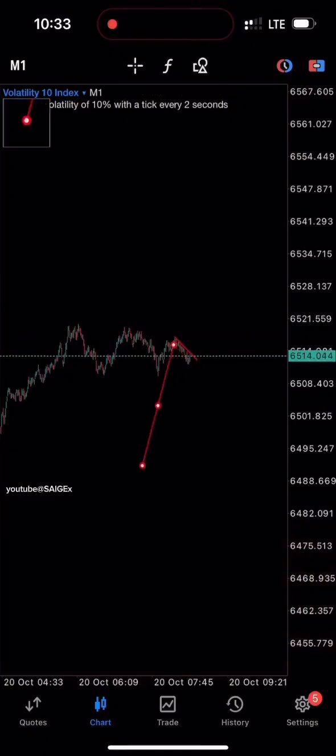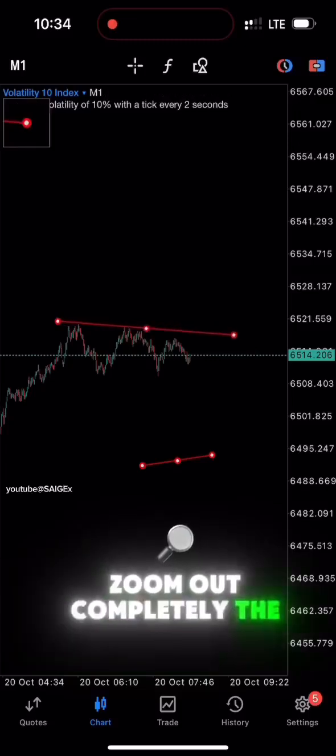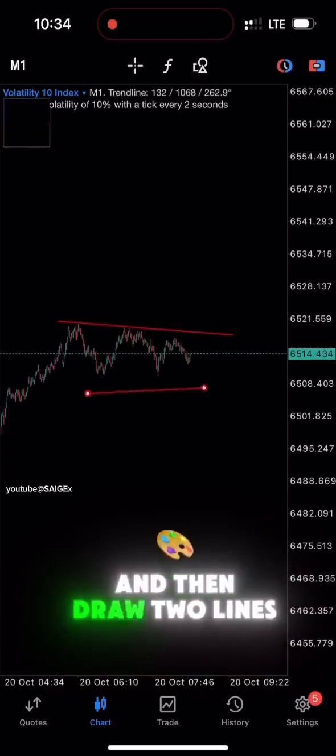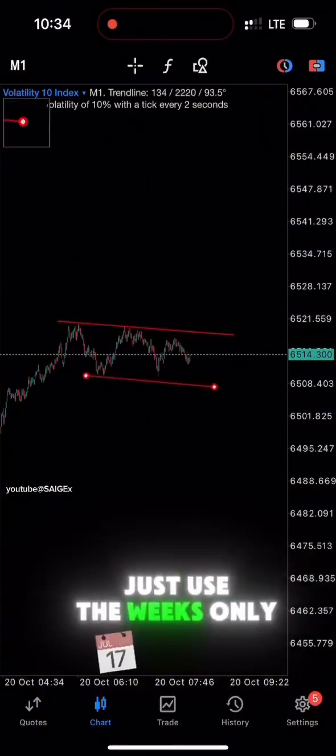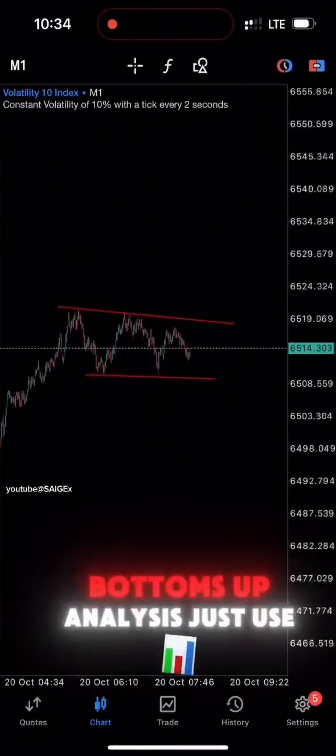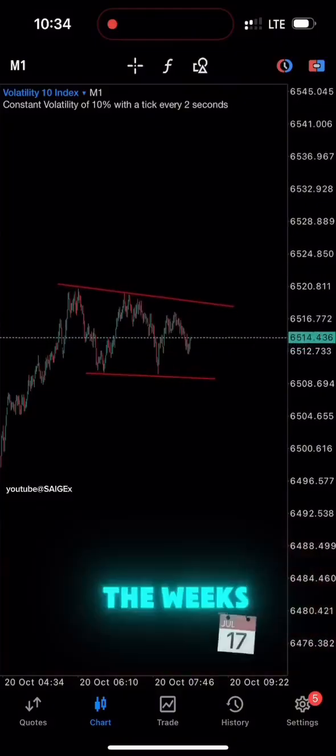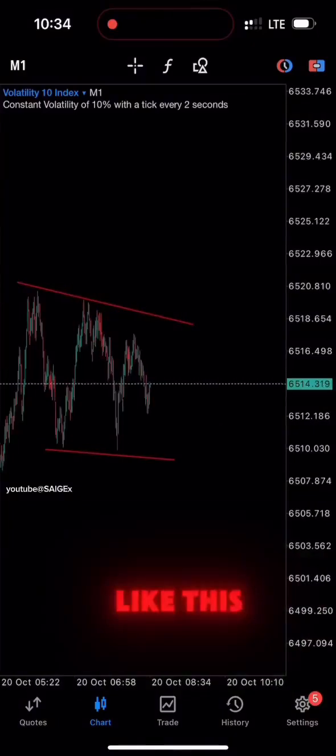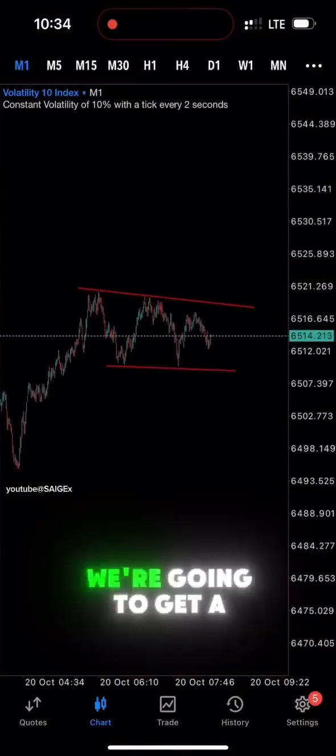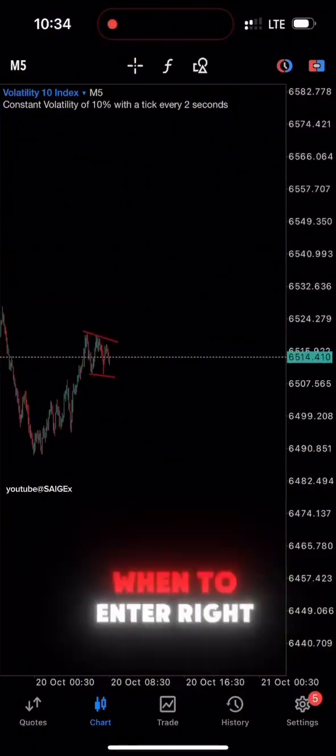Don't do that. Here's what you do: zoom out completely, the last level of zoom, and then draw trend lines like this. Just use the wicks only. So this is the bottoms up analysis. Just use the wicks. So when you see something like this, you already know that at the end of the day we're going to get a buy, right? But you don't know when to enter, right?